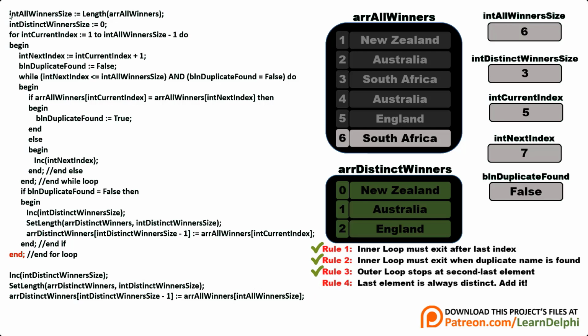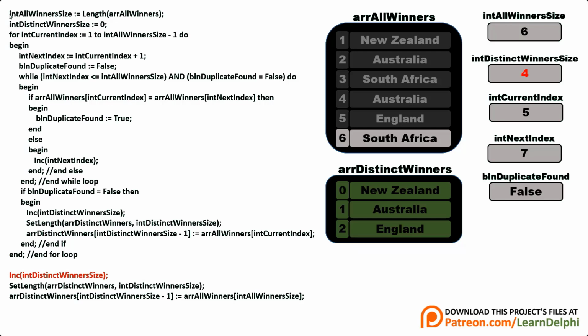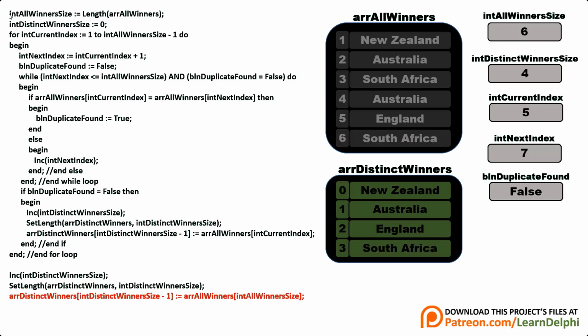After exiting the outer loop, we increment the integer that sizes the dynamic array to 4. Then we use the setLength procedure to add the new element to the array. Finally, we also assign the last element from the main array to the new element of the dynamic array. That is the end of the algorithm.